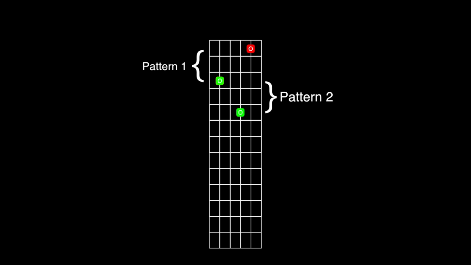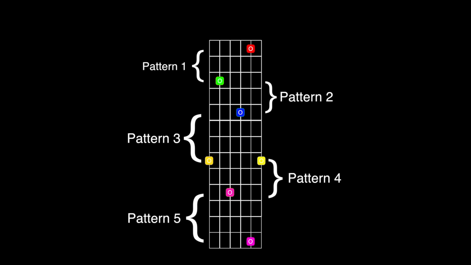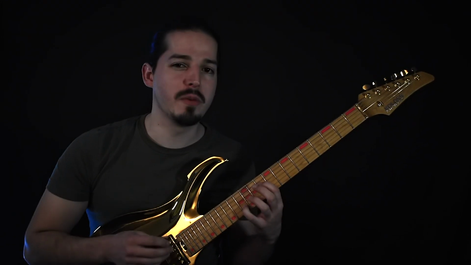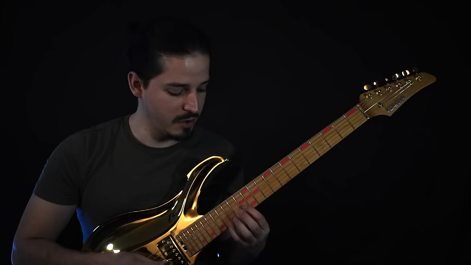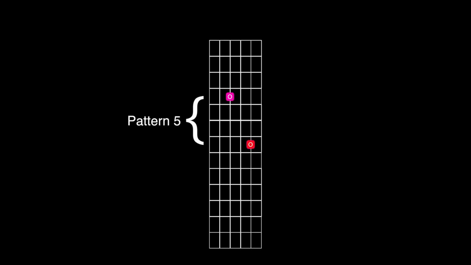Then I would do the same to go to pattern 3, then to pattern 4, and lastly to pattern 5. When you reach pattern 5, you can connect back to pattern 1 by moving your index to this note here, and then putting your shape one more time. And from there you can start all over again.